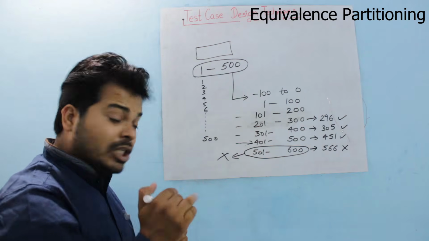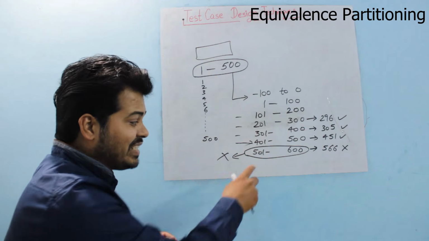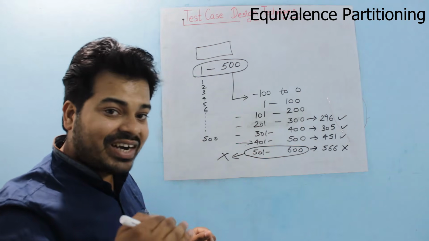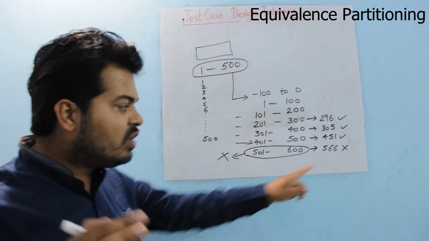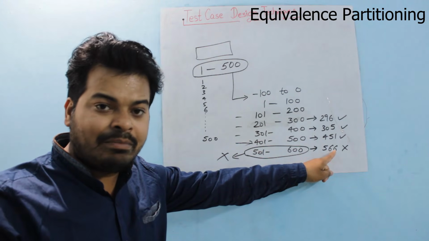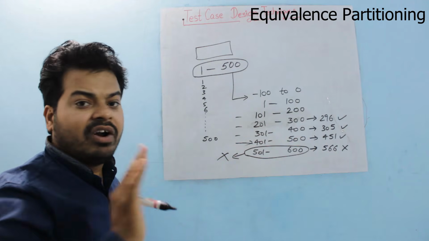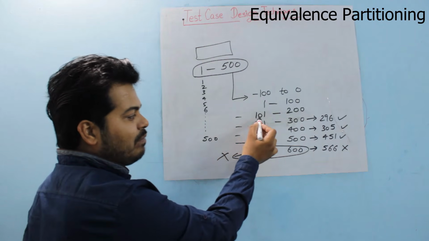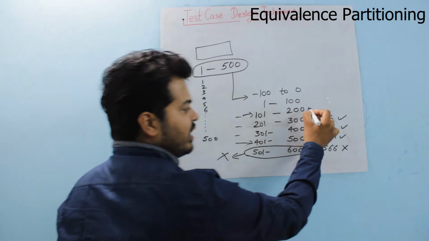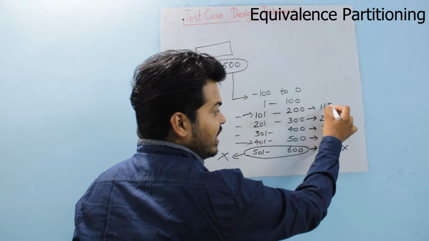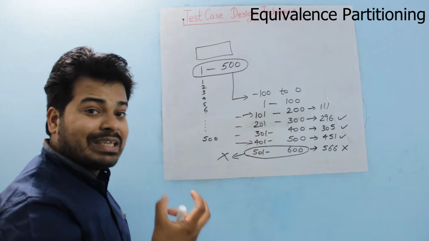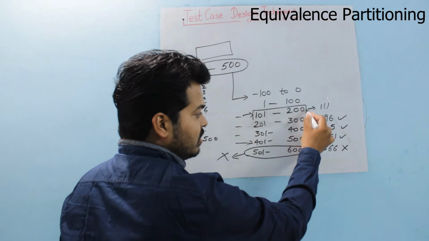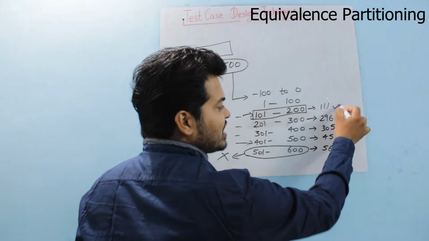All the values present in this class, 501 to 600, got failed and it will never accept them. So instead of testing with 501, 502, 503 and then till 600, you tested with only one data, you saved your time, and you said that the whole class will not accept data and it is failed. Similarly, you take any data between 101 to 200. Let's say you took 111. That particular data is accepted. That means all the data in this range it will accept, and finally this test case is pass.